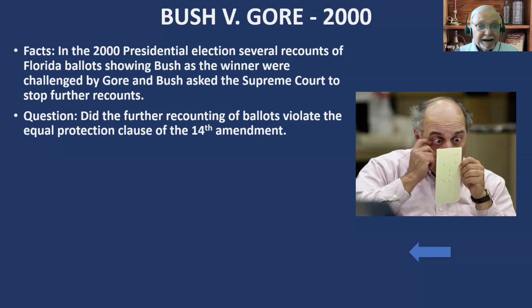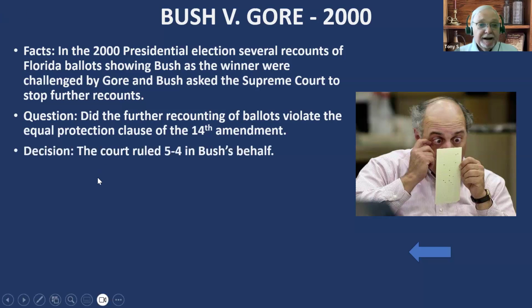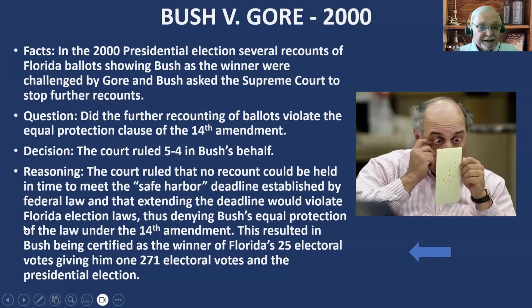So did this further recounting of the ballots violate the equal protection clause of the 14th Amendment? The Supreme Court, in a very narrow decision, halted the recount, which basically said there's not going to be any more recounts. Every recount up to that point had him winning the state of Florida by a very narrow margin. And it said, if you continue having recounts, you cannot have one in time to meet what's called the safe harbor deadline established by federal law. Extending the deadline would violate Florida election laws, thus denying Bush's equal protection under the 14th Amendment. What this in effect did was allow him to be certified as the winner of Florida's 25 electoral votes, which allowed him to have one more electoral vote than was needed in the presidential election.